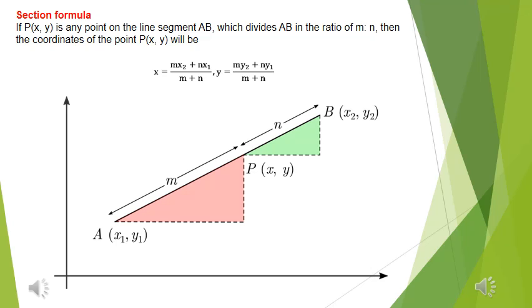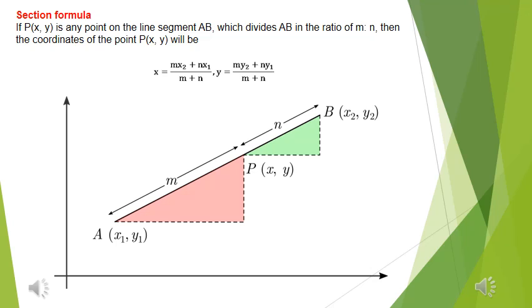Here point P divides AB in the ratio m:n, where the coordinates of the points A, P and B are: for A, x1, y1; for P, x, y; and for B, x2, y2. So we have to find the coordinates of P.